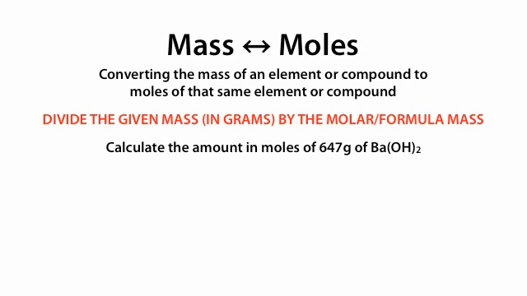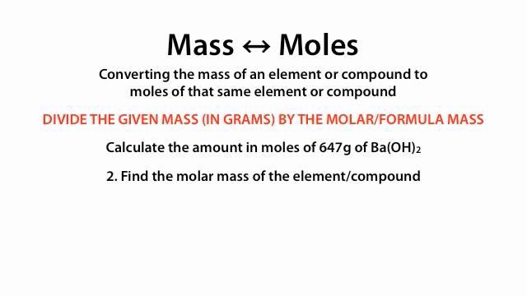Calculate the amount in moles of 647 grams of Ba(OH)2. Step 1. Convert mass to grams. We already have 647 grams in grams, so we don't need to do anything for this step. Step 2. Find the molar mass of the element or compound. The molar mass of Ba(OH)2 is 171.341 grams per mole.